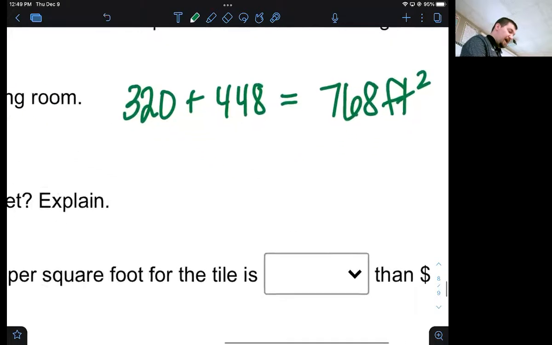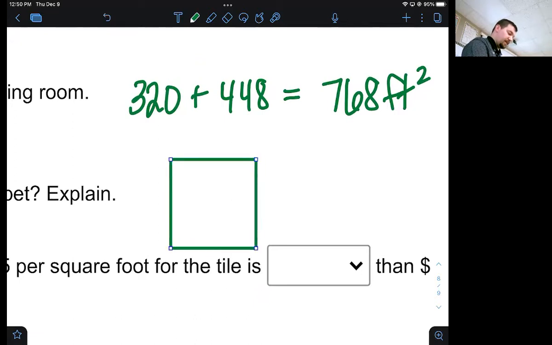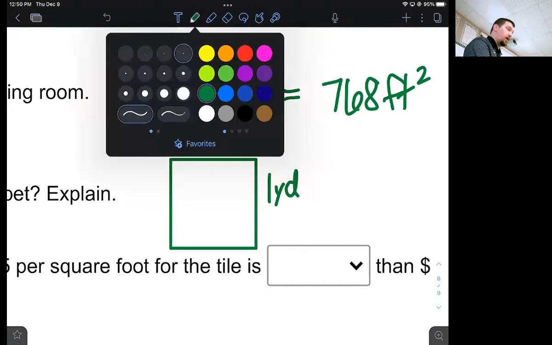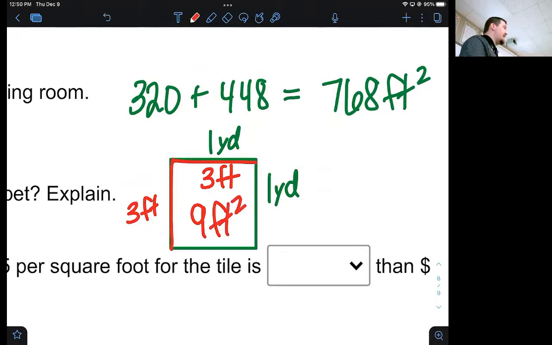So let me show you how we're going to do this, because the carpet's not sold in square feet. We'll call this square a square yard. It's 1 yard by 1 yard. How many feet are in a yard? 3. So there's 3 feet by 3 feet. How many square feet in our yard then? What's the area of that square? 9. There are 9 square feet in every square yard.